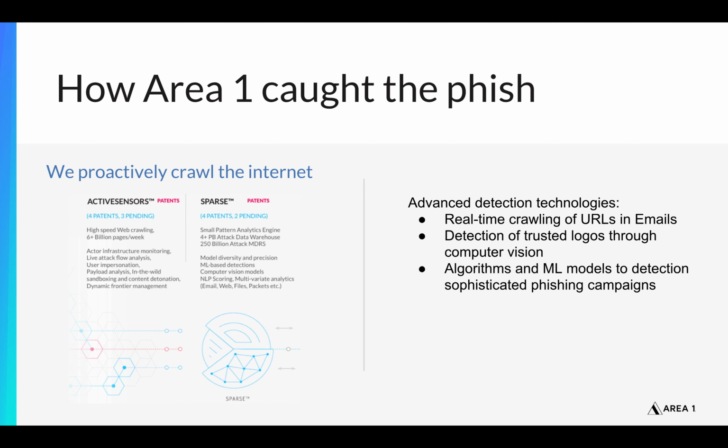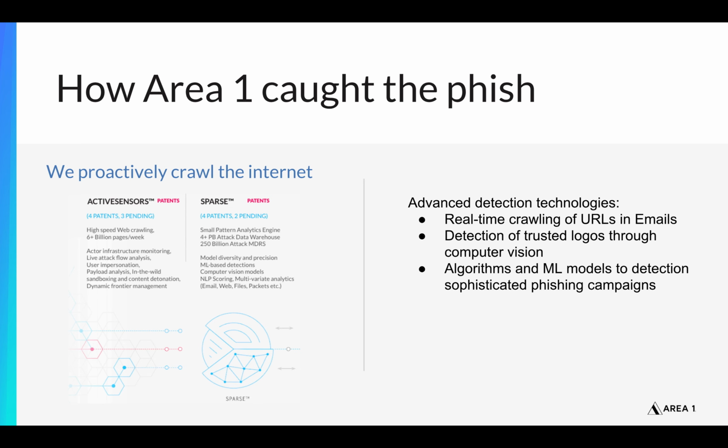So here at Area 1, this was a definite detection on our side. I like to call it an easy detection, right? We do a lot of advanced crawling and advanced scanning of the internet from our sensor network that allows us to quickly identify phishing campaigns that are out there. And one thing I want to focus on a little bit here that makes our technology more interesting is really those advanced detection technologies.